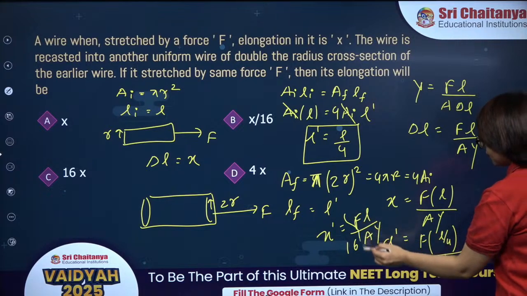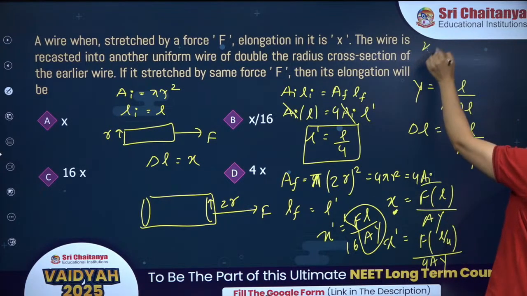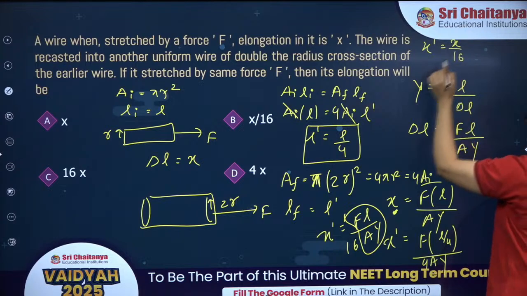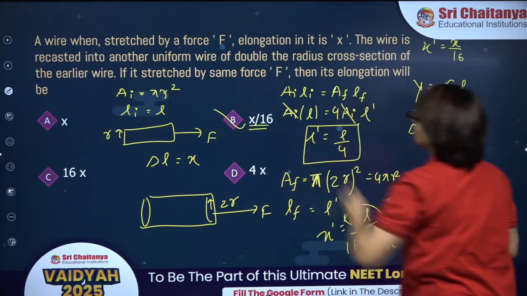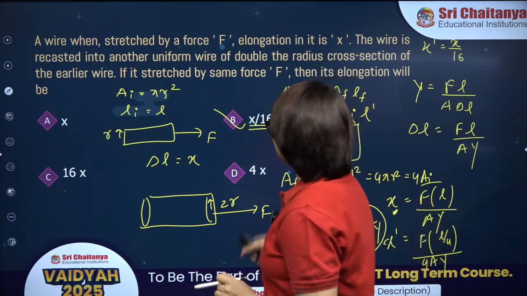But what is FL divided by AY? It is nothing but x value. So, x dash, the new elongation, is x by 16. It is 1 by 16 times the previous one, which is option B. Okay, so that is how it can be done.